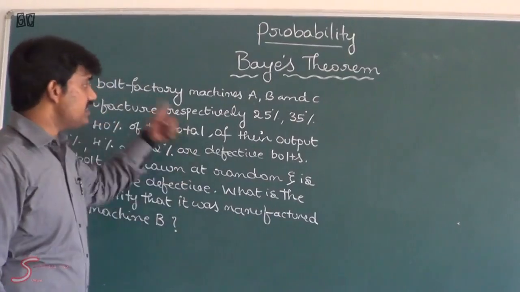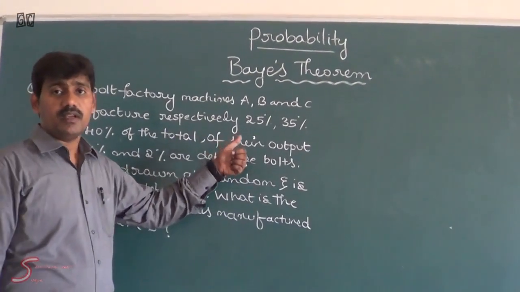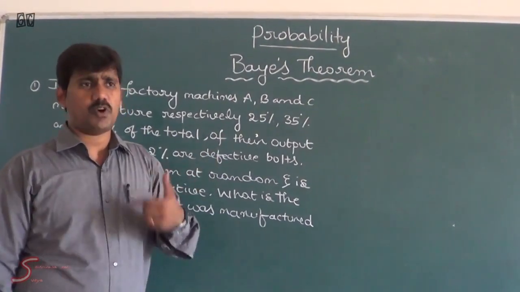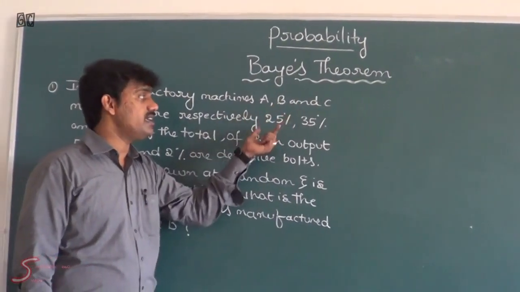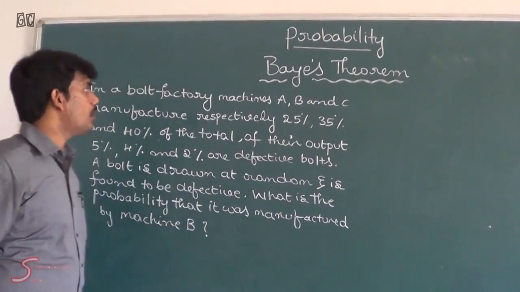In this case, there is a percentage problem. In the previous problem, we had three boxes, box 1, box 2, box 3. In this case, we have companies like A, B, C. Let us go ahead with this problem.